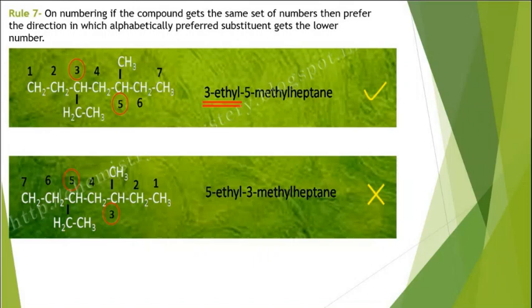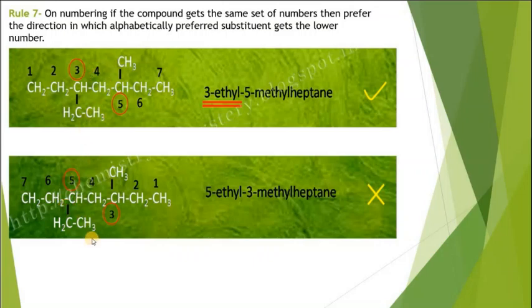The last rule of IUPAC nomenclature is, upon numbering, if a compound gets the same set of numbers, then we will have to prefer the direction in which the alphabetically preferred substituent is getting the lower number. For example, consider this compound. It is a 7 carbon chain having 2 substituents, that is methyl and ethyl. If we follow the numbering from this side, these are getting position numbers 3 and 5. And if we follow the numbering in the opposite direction, again we are getting the same numbers, 3 and 5. Substituents are attached at position 3 and position 5 in both cases.